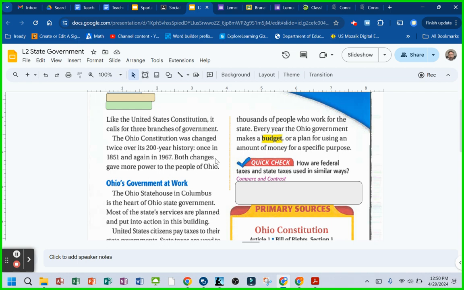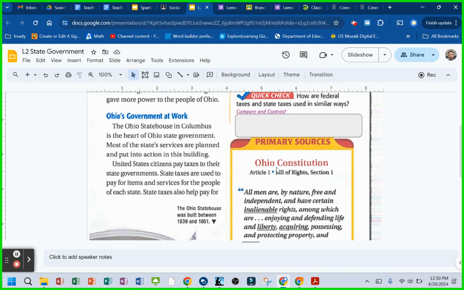The Ohio Constitution was changed twice over its 200-year history. Once in 1851 and again in 1967. Both changes gave more power to the people of Ohio. And that's a good thing, right?